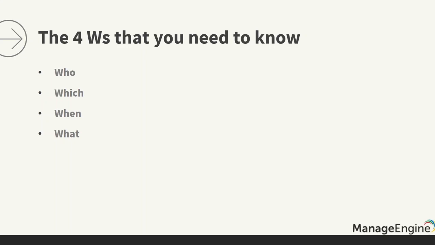This is where what we call the four vital W's comes into the picture, right? The four W's that you need to know, which is who made the change, which object was changed, when was the change made, what the new value is, and what the old value was. Which is of course where you can compare the change made to the object. You need to know who changed the value. You need to know what the value is now versus what the value was before the change. When was the change made as well?